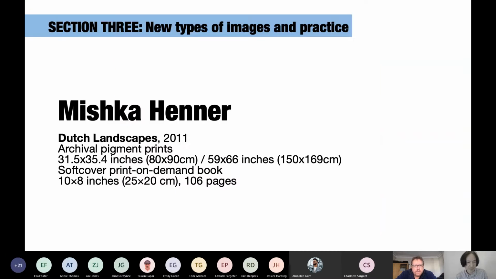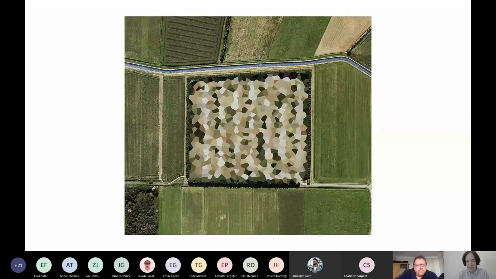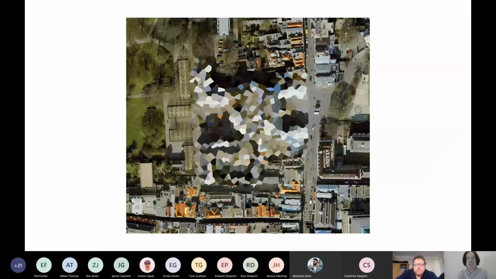Another project from Mishka Henner is Dutch Landscapes. This is the redacted landscapes that we're not allowed to see, usually military sites and government installations. They've been pixelated out here, and the work is presented as a formal aesthetic, but obviously also a critique on what we can see and what we can't see, who allows visibility to come to the surface, as it were. You can see that visibility is still structured by those in control of the instruments that give us that vision. In this case, the government, or perhaps Google.